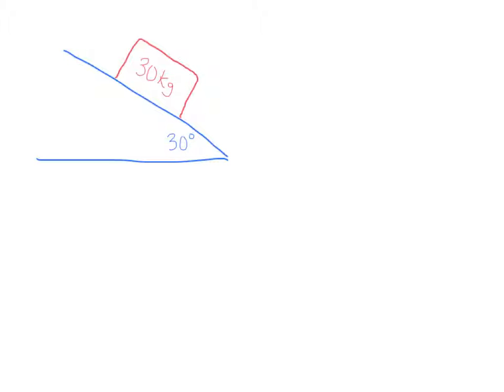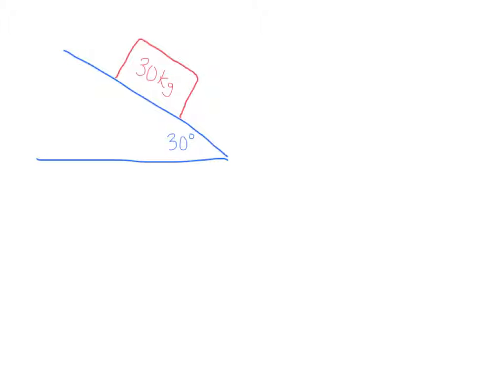Now we're going to look at doing a slightly more complex problem. So what I have is a frictionless plane. There's no friction. All I have is a box. Its mass is 30 kilograms, and I have a ramp that is at 30 degrees. So just like we've been doing all along, we're going to first draw a force diagram.